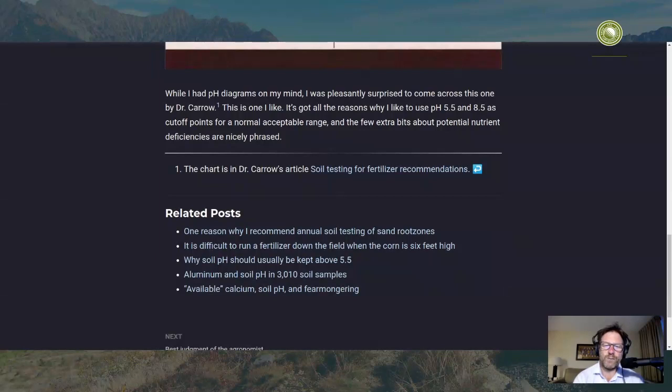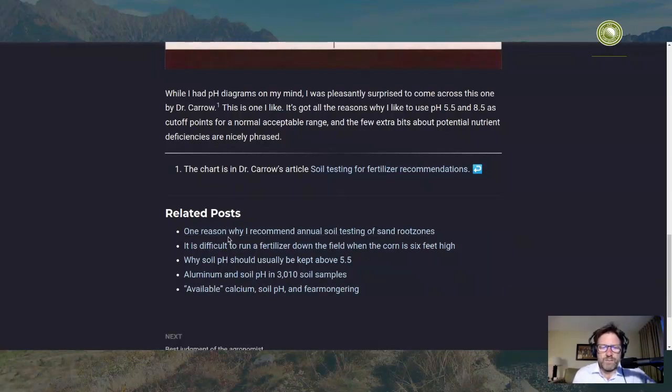The first one is one reason why I recommend annual testing of sand root zones. What that one was about was soil pH that rapidly changed in a sand root zone in a tropical climate where the grass is actively growing and receiving fertilizer throughout the year. The soil pH rapidly changed into a dangerous zone. Well, by rapidly, I mean it changed within, I think, a 3-year period. And I recommend annual testing to be able to prevent that.